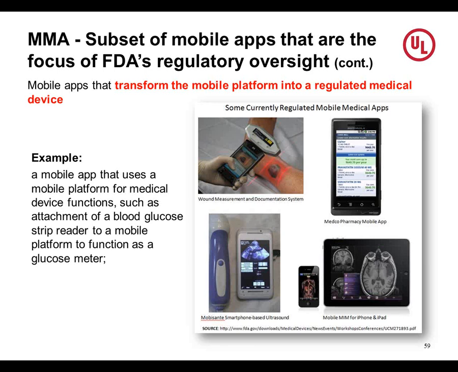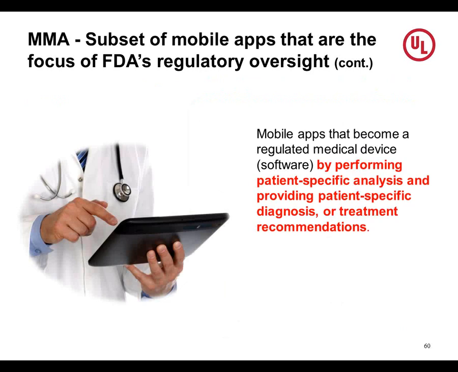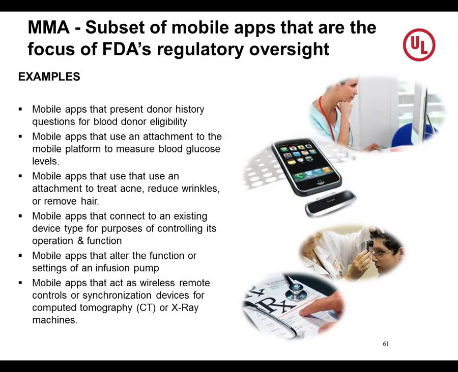Another type of regulatory oversight is any type of software application that performs patient-specific analysis and can provide patient-specific diagnosis or treatment recommendations. And this might very well be an example of calculating drug dosage for a specific patient based on age, weight, and other types of attributes.